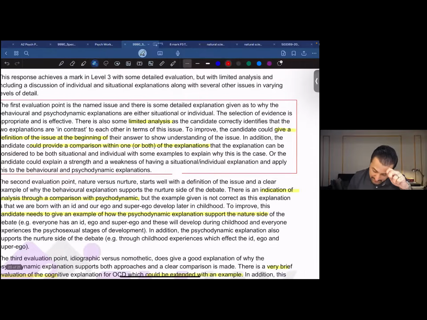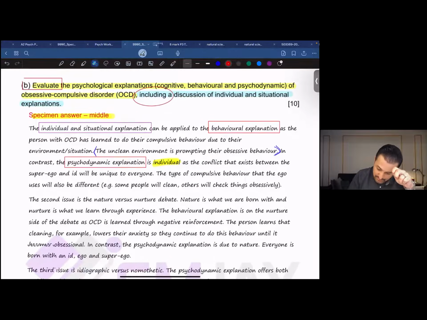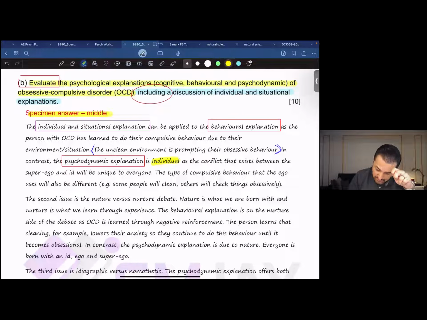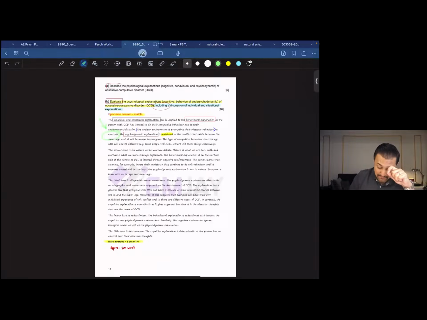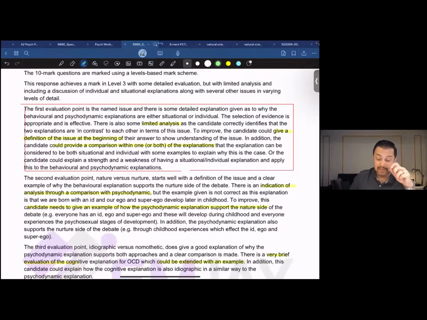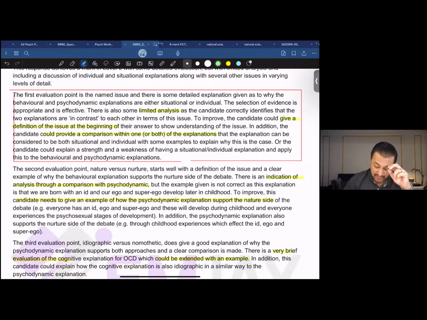Let me take you back. Look at this word. I'll just highlight it with another color, green. See this, when the student writes in contrast, right? This is the analysis we're talking about. Now, why is it that the examiner feels this is a limited analysis? Let's try figuring that out. Yeah, the selection of evidence is appropriate and is effective.